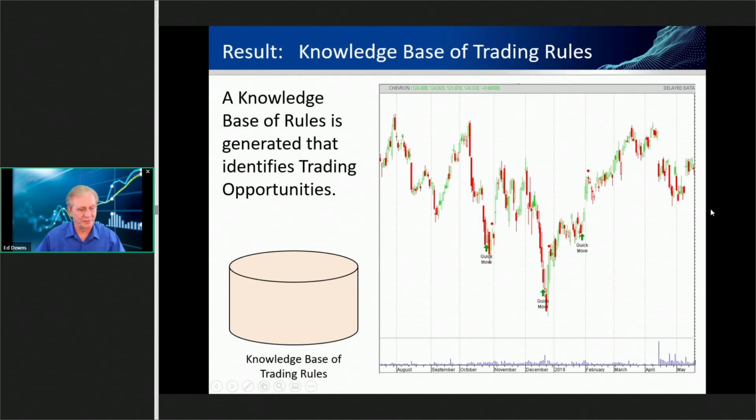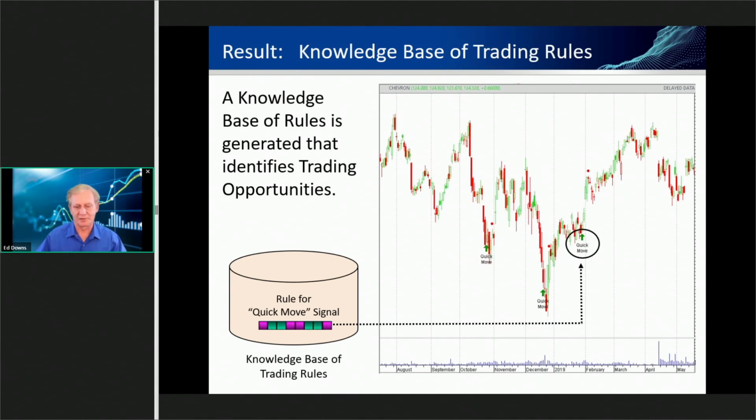So there it is, the knowledge base, and there's a little representative rule in there for one of our strategies. It's one of my favorites called Quick Move. And so what it's doing is building up this repository of rules that it's finding out there. Okay, so that's the really quick tour on the AI stuff.